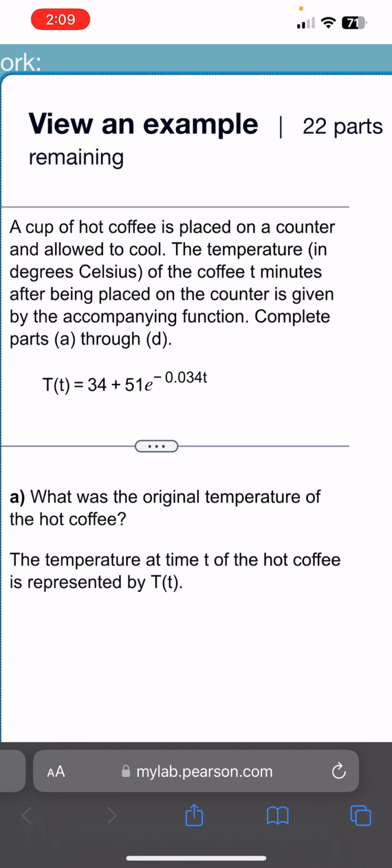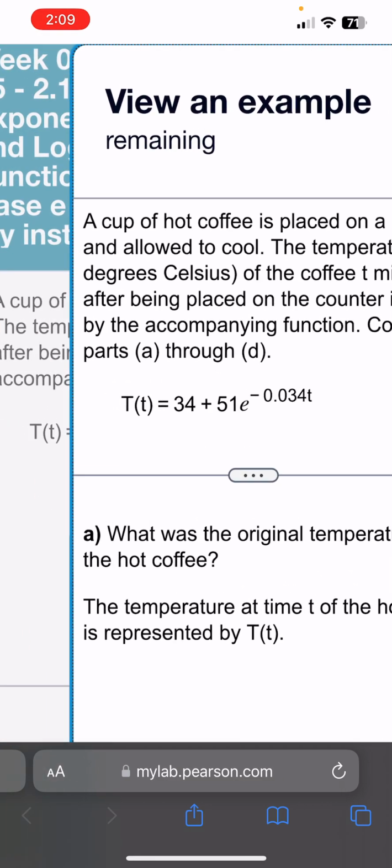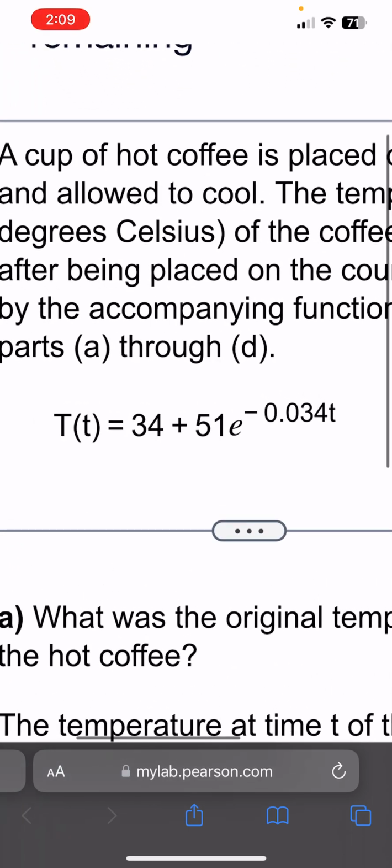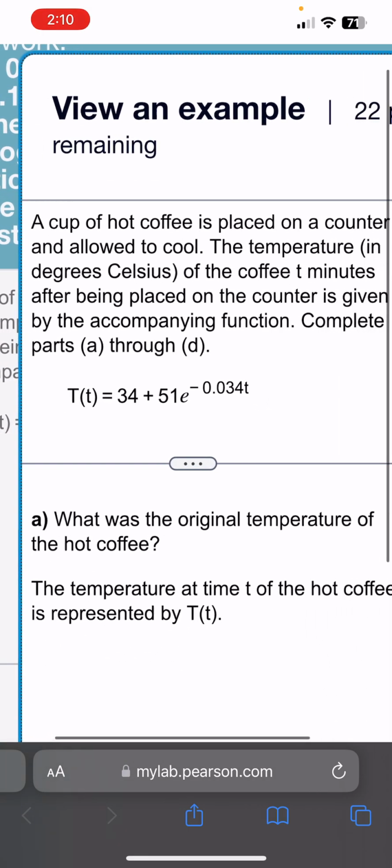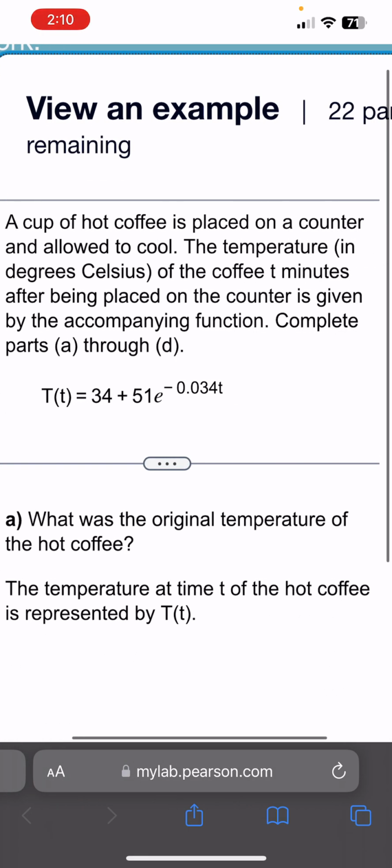So this formula here, this is the temperature of the coffee. So capital T is telling us the temperature, lowercase t is telling us the time, right? So this is the temperature based on the time after being placed on the counter. What was the original temperature of the hot coffee?